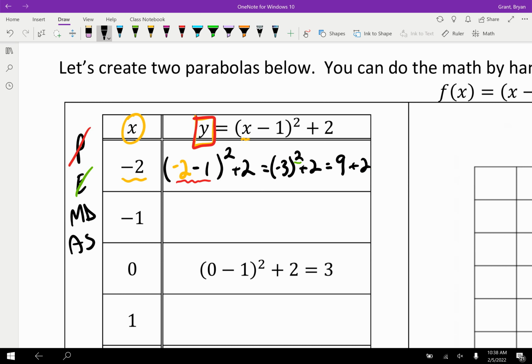Then we need to tackle the multiplication. There is none. Division. There is none. Oh, addition. There is some addition here. 9 plus 2 gets us 11. And there's, of course, no subtraction. We're done. PEMDAS is easy.